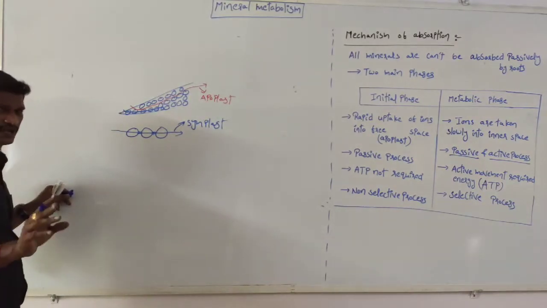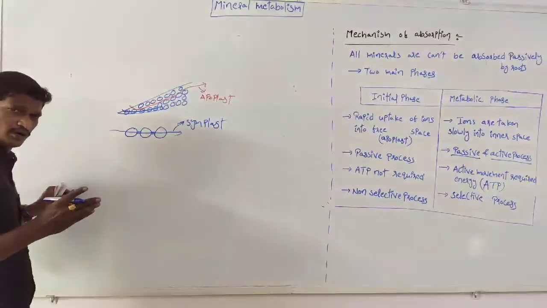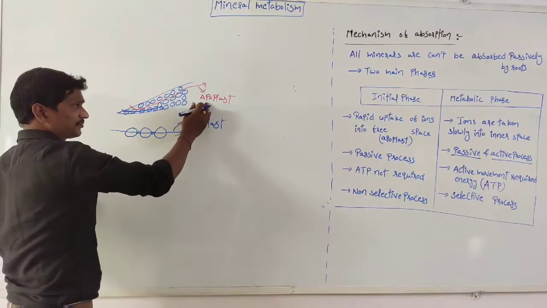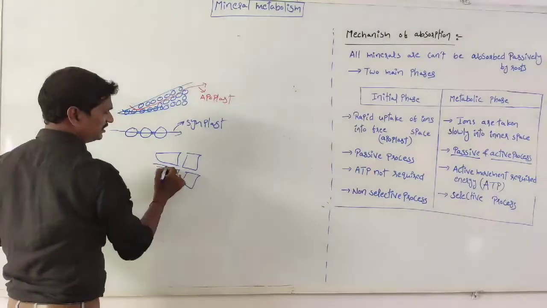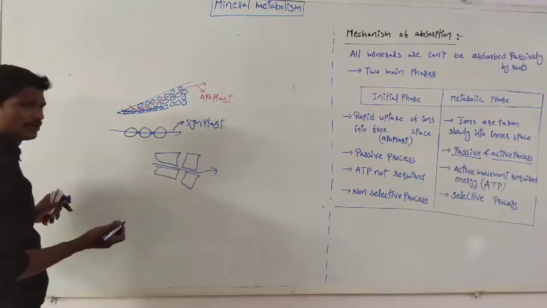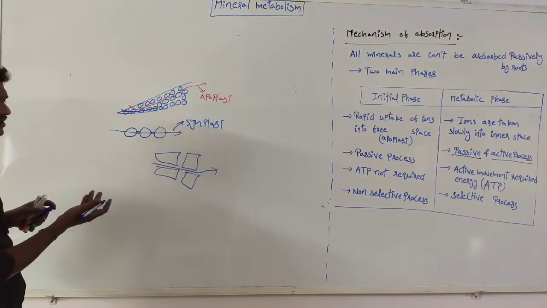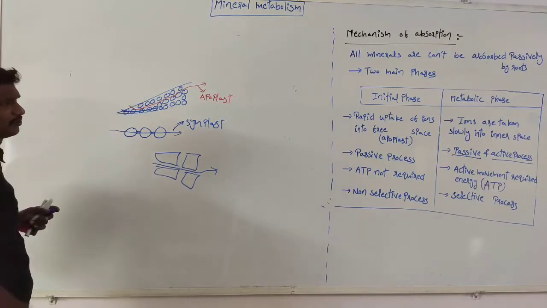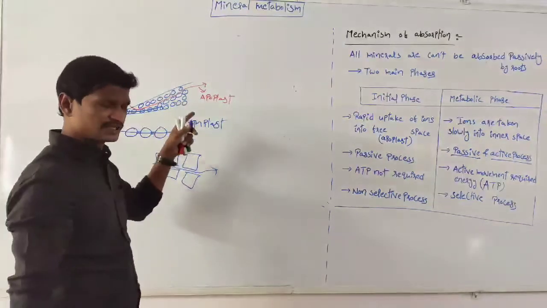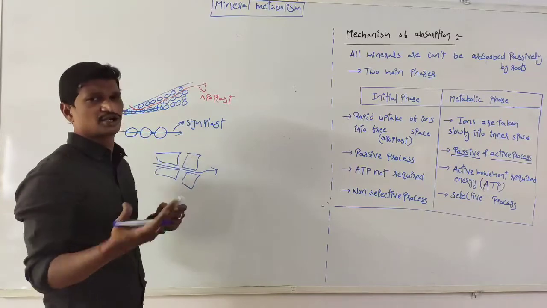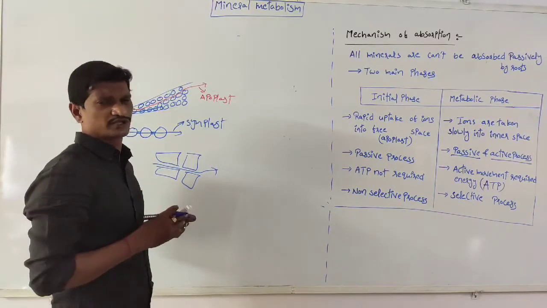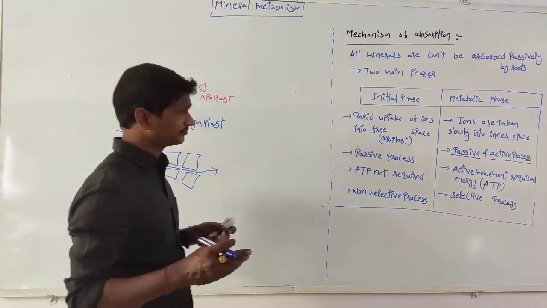Apoplast is between the cell walls. There is no protoplasmic connection here. Always this is the cell and this is the cell and this is the cell. So adjacent cell walls, the water molecules or the minerals are transported. This is called apoplast, right? So these are the basic types of transportation. I will explain clearly in the next chapter, that is transport in plants, right?